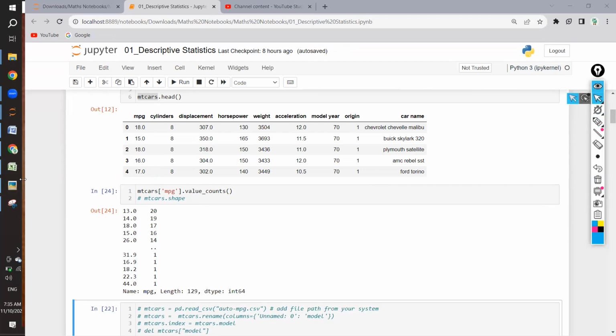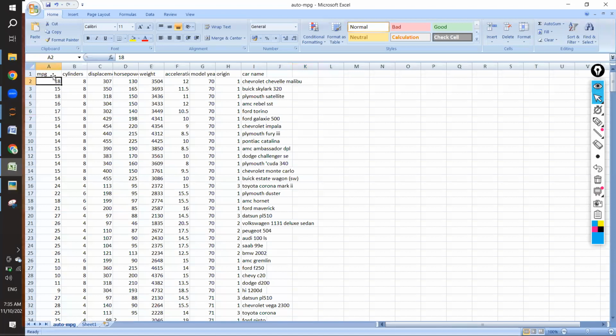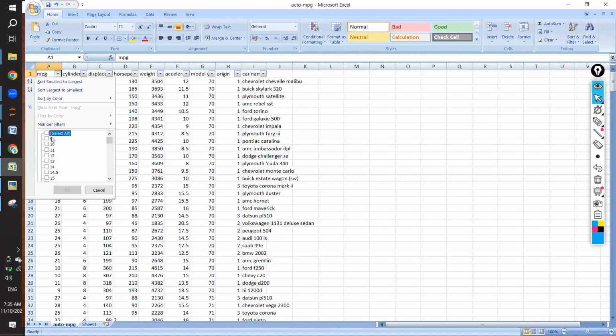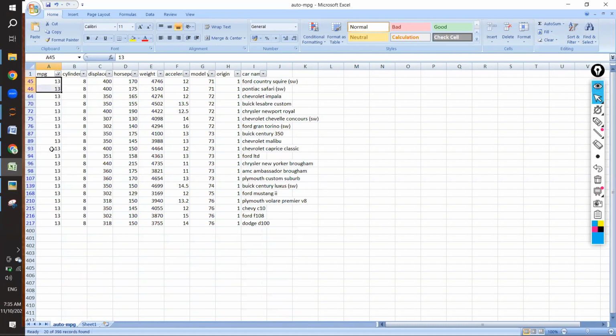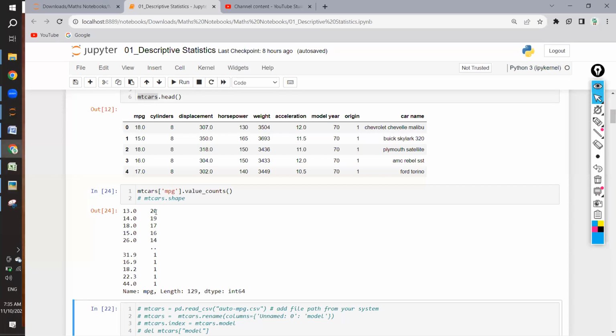If you see 13, 20, right? If I want to show here, go to mpg, put a filter, and remember 13. See how many times it is repeating. Can you see the count? 20 over here. So this will be the highest. These are the values you are getting, that is, how many times every value is repeating. And that is the mode. What is mode, guys? Mode is the most frequently occurring value, the value which repeats the maximum number of times. That's it.